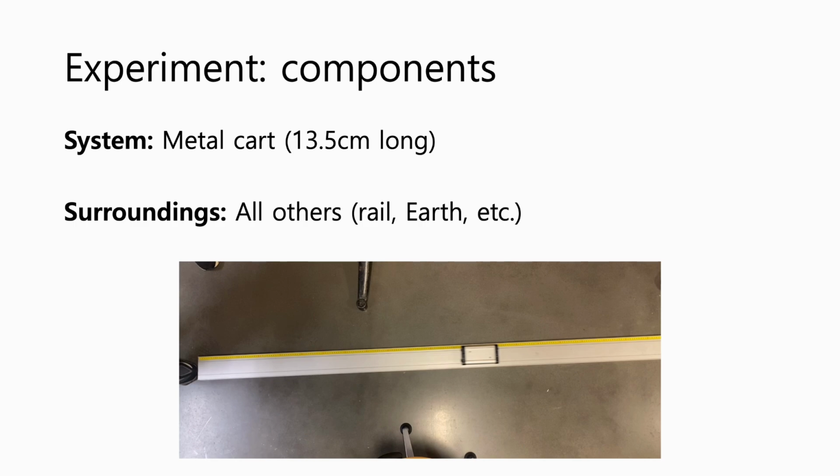The object or system is the metal part of 13.5 centimeters in length. And the surroundings are everything else that interacts with it, like the rail with friction, the earth with gravity, and so on.